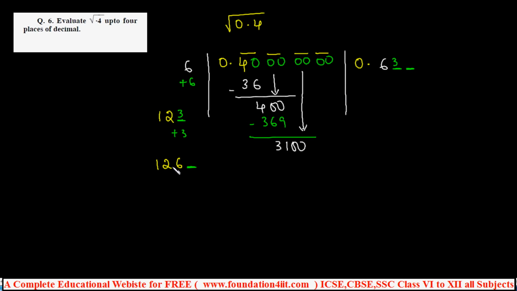So 126 1 into 1, 126 2 into 2, like you can go. 126 2 into 2 is less than 3100, that is 2524, because 126 3 into 3 is more than 3100. Subtract this: 3100 minus 2524 is 576. And the next set, the last set, is 2 zeros.